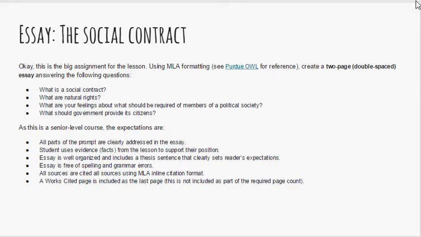You can see here it's the senior level course, so you should be able to answer these questions, to provide some good solid facts to support your assertions, organization and a clear thesis statement, free of most spelling and grammar errors. You should be able to accomplish this using word processing software. All sources are cited using your MLA formatting, and you have a works cited page.